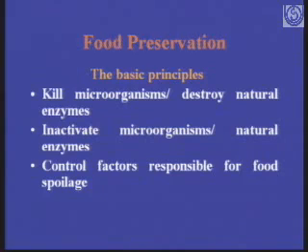The first principle that we can really talk about is to kill microorganisms or destroy natural enzymes. Now what exactly do we mean by this? The basic principle is that if we kill the microorganisms, which as you probably know are the cause of spoilage, then we can reduce the process of spoilage and preserve the foods better. So that is one type of aspect.